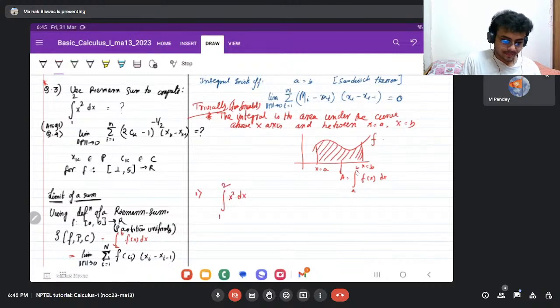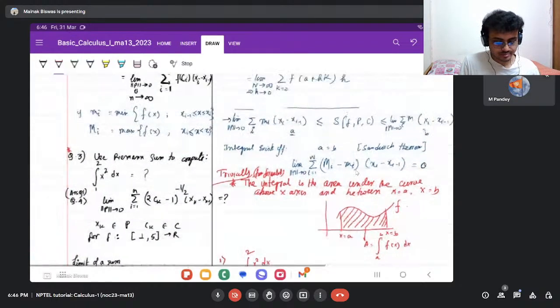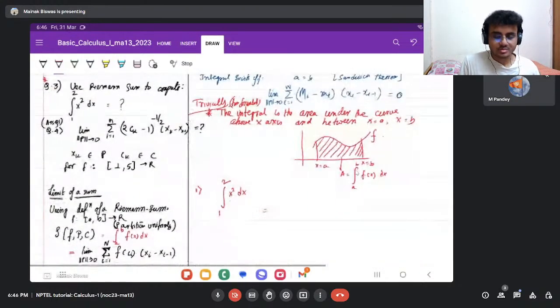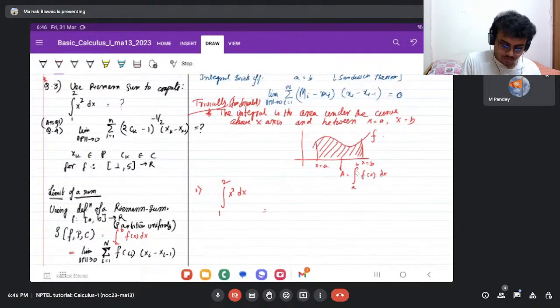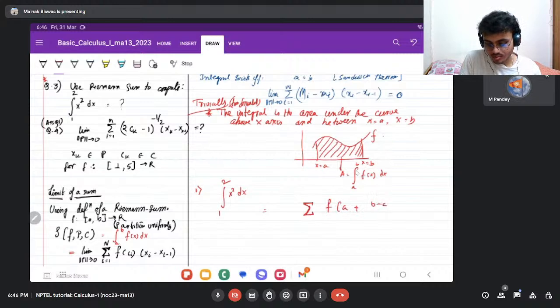From 1 to 2, how should I compute it? You need to break it up into a summation, right? How do you do that? So how did you define it just now? We defined this as f of a plus (b minus a) by n into k, k from 0 to n minus 1, 1 over n, limit n tends to infinity, right?